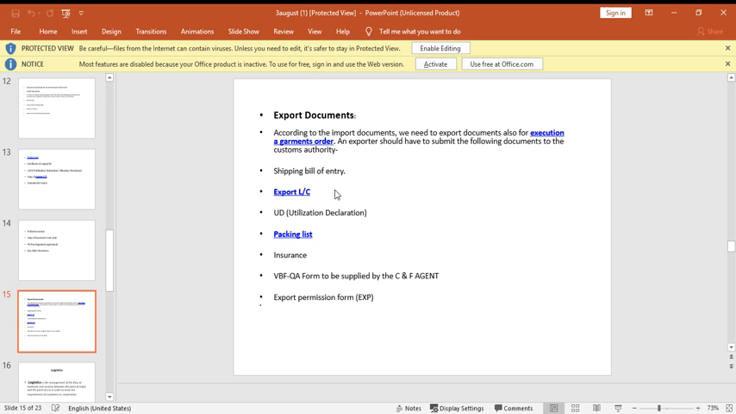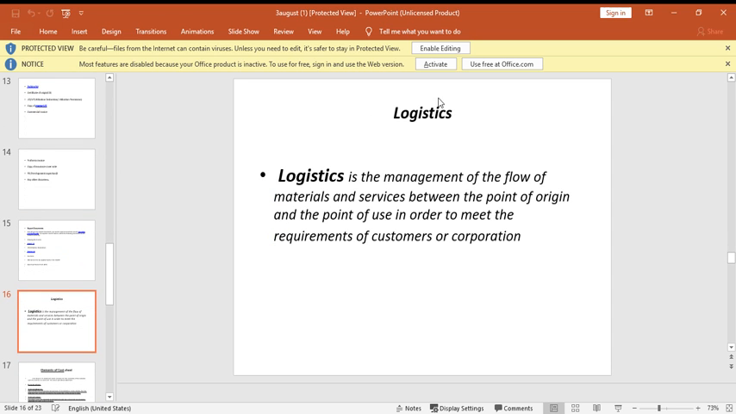In export documents, we require shipping bill or bill of entry, export LC, and UD, utilization declaration, then packing list, insurance, then BBIQA form, then export permission form. So these are the export documents we have to maintain. And finally, we have learned what logistics is: logistics is defined as the management of the flow of materials and services between the point of origin and the point of use in order to meet the requirements of the customers or corporation.